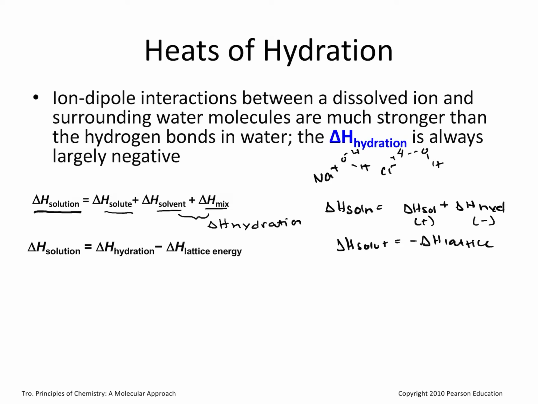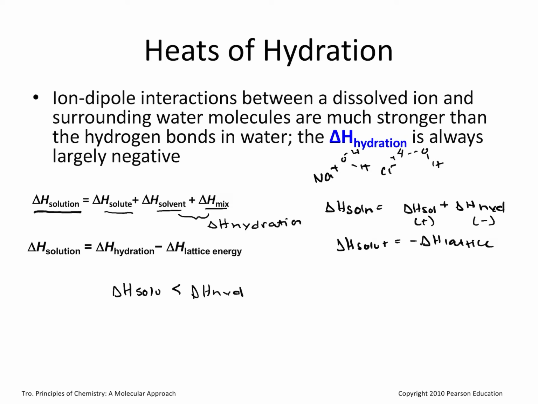So for ionic aqueous solution then, the overall enthalpy of solution depends on the relative magnitudes of the heat of the solute and the heat of hydration, where we have different scenarios possible. For example, you could have your heat of solute less than your heat of hydration. What do you think would happen then?